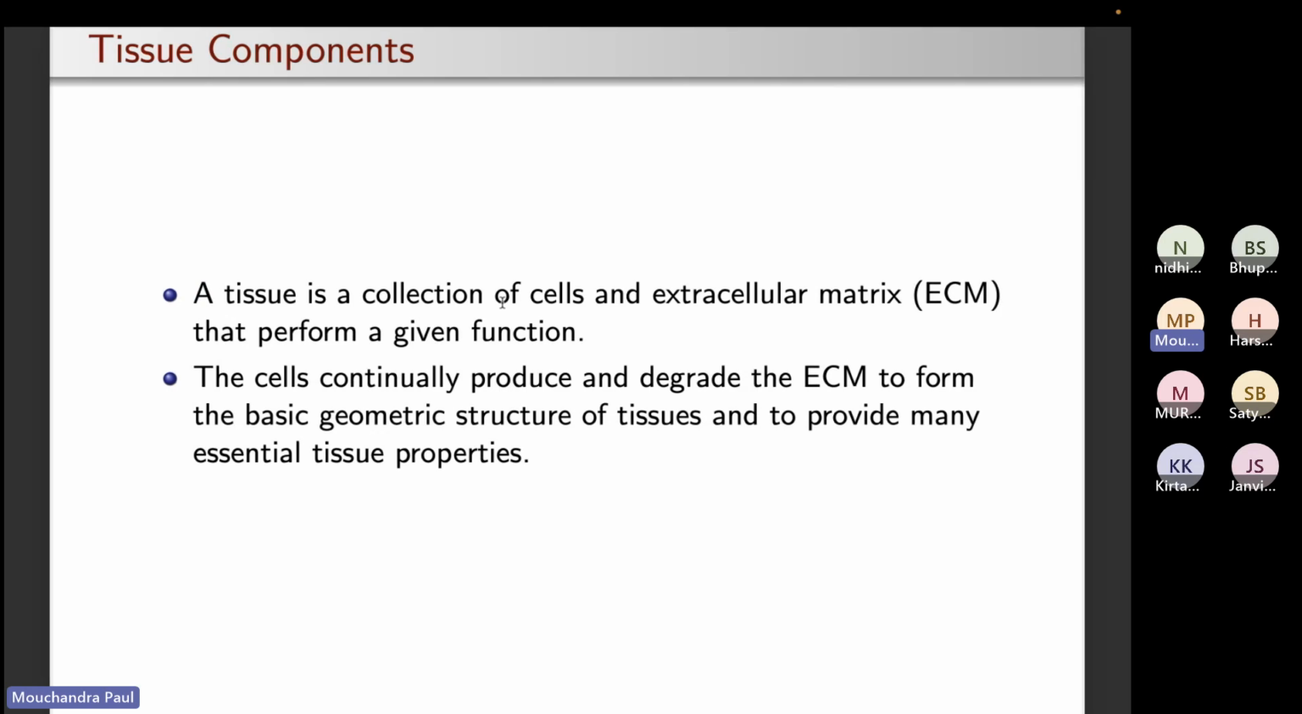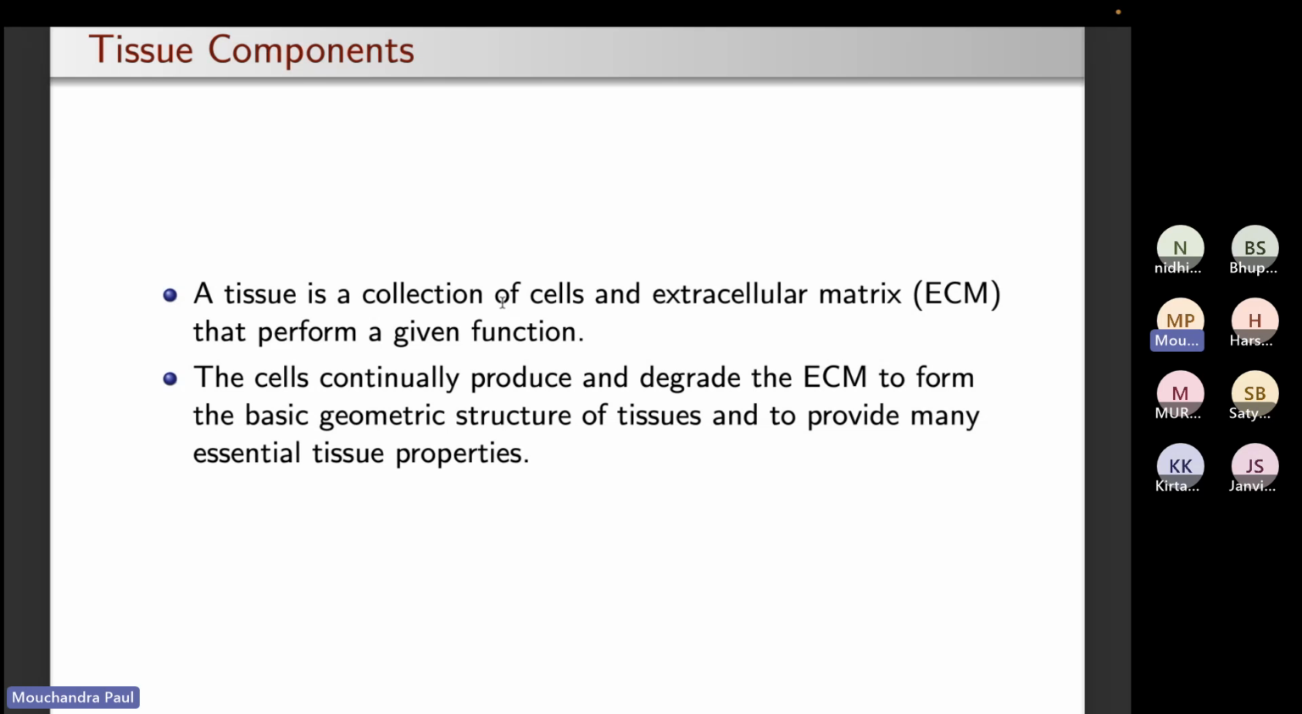So any kind of tissue consists of two important things. One is the cell type. Okay, what are the cells? How many different types of cells are there? Second is the extracellular matrix, or ECM. So these two things are the major components of any kind of tissue. The cells are continuously producing and degrading the ECM, so that they are organizing their environment, also called the microenvironment, according to their needs. And overall, these dynamic changes are giving the tissue its function.